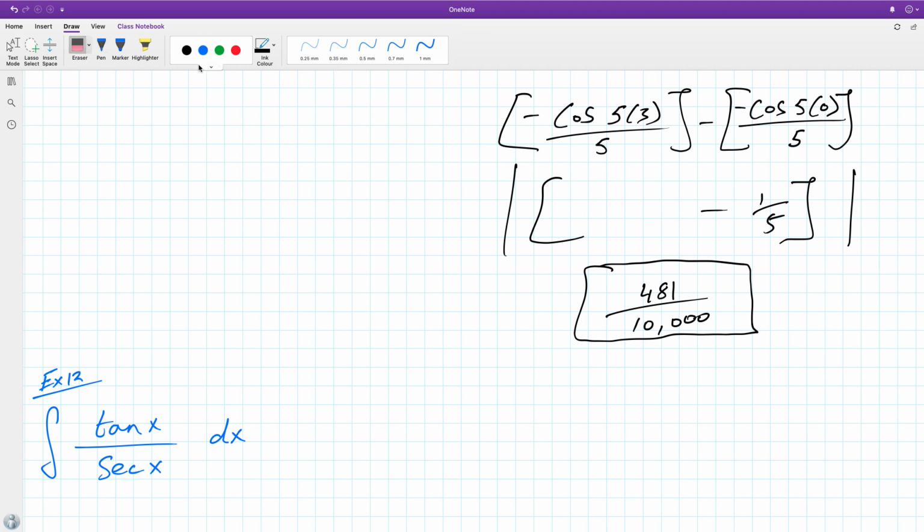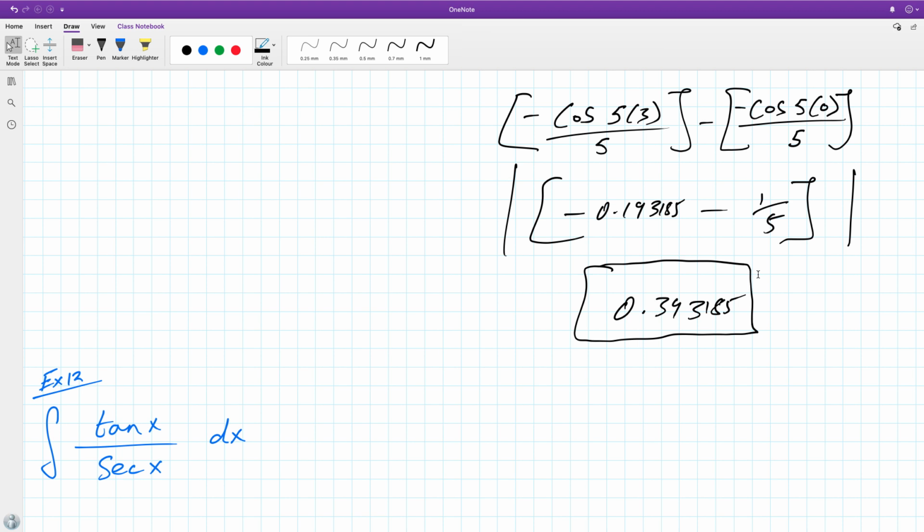Little note to learn there: always make sure your calculator is in the right mode. Minus 0.193185, minus 1/5. Negative 0.193185 minus 1 over 5 is negative 0.393185, but it has to be absolute value, so that should be 0.393185.